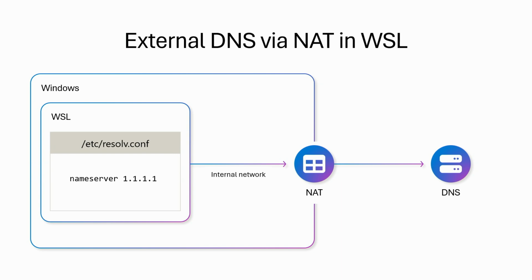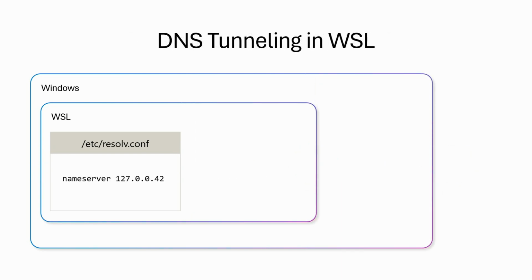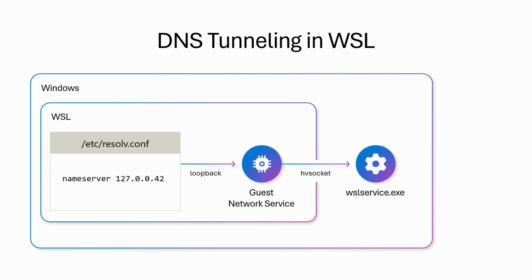So this is the reason why we have introduced a new way of doing DNS, which is DNS tunneling. So in DNS tunneling, what we do is that in resolv.conf, we set a loopback IP address. So in this example, 127.0.0.42, and we start a process inside of WSL that we call the guest network service, and this process will bind this IP address on the DNS port, so port 53, and will receive the DNS request coming from WSL. When the guest network service receives a DNS request, it then sends it over an HV socket, which is a special type of socket that exists between a hypervisor and a virtual machine. So it will send this DNS query to wslservice.exe, which is the Windows side service of WSL. And then WSL service can apply all of the Windows resolution rules and talk to the actual DNS that's responsible for the record that we're looking for.